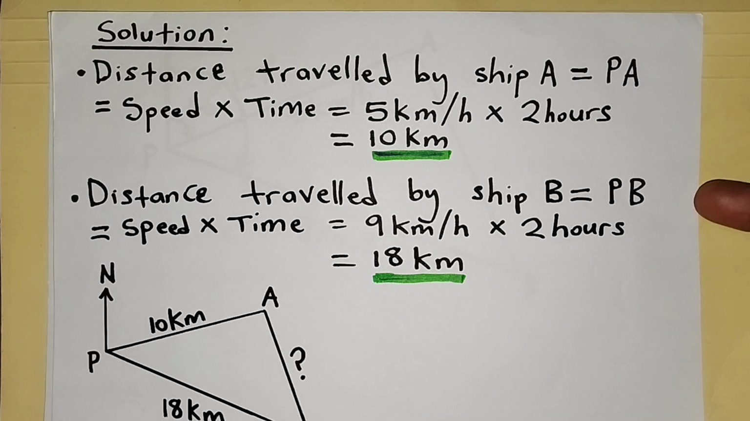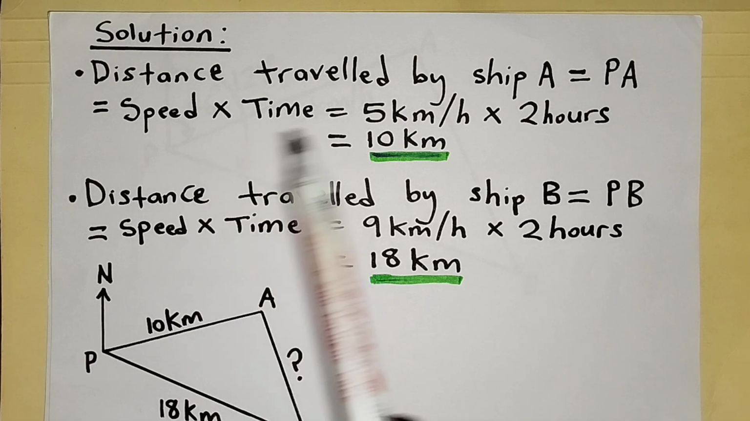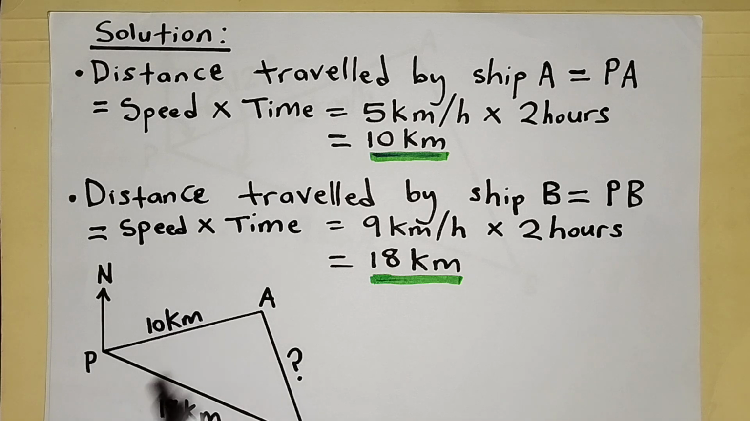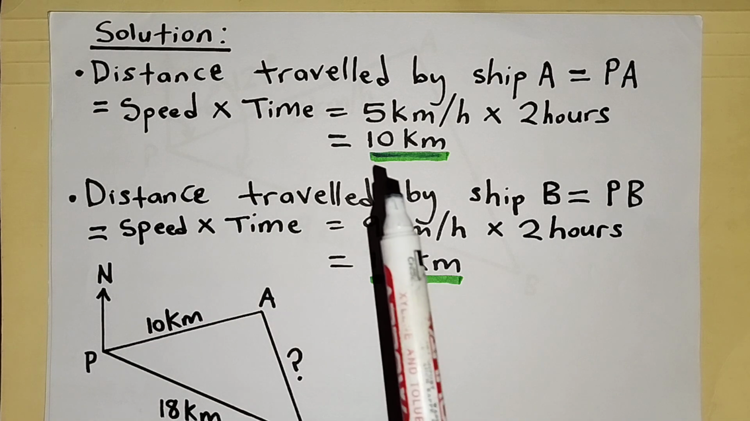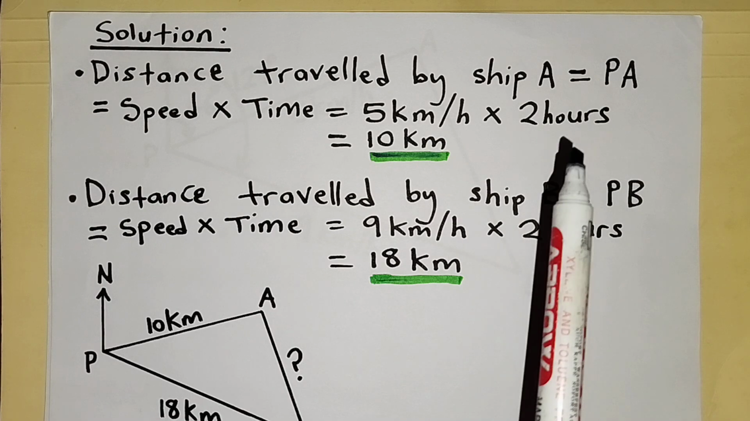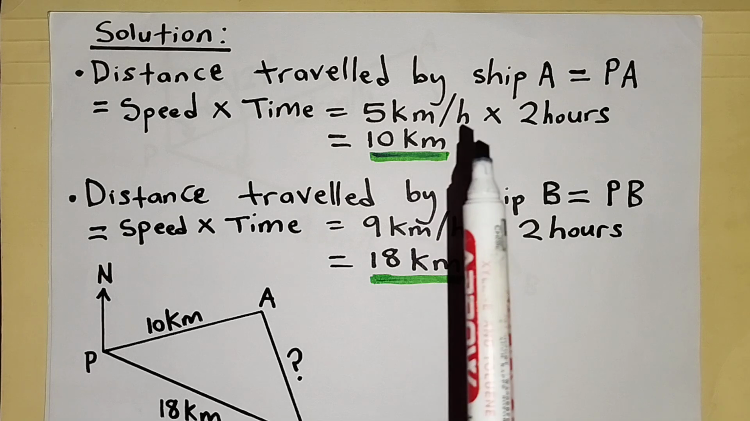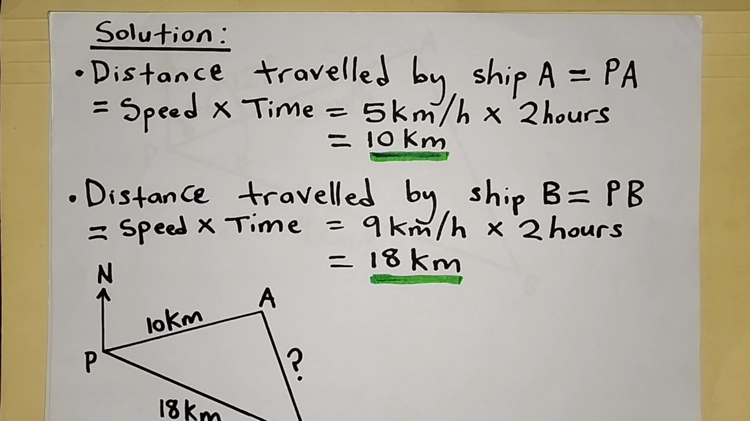Here we are. This is our solution. The distance traveled by ship A, we shall call it PA. We know that distance equals speed multiplied by time. The speed of ship A was 5 kilometers per hour and it traveled for 2 hours. If you multiply the speed by the time, we get the distance as 10 kilometers. So ship A traveled 10 kilometers in 2 hours at a speed of 5 kilometers per hour.